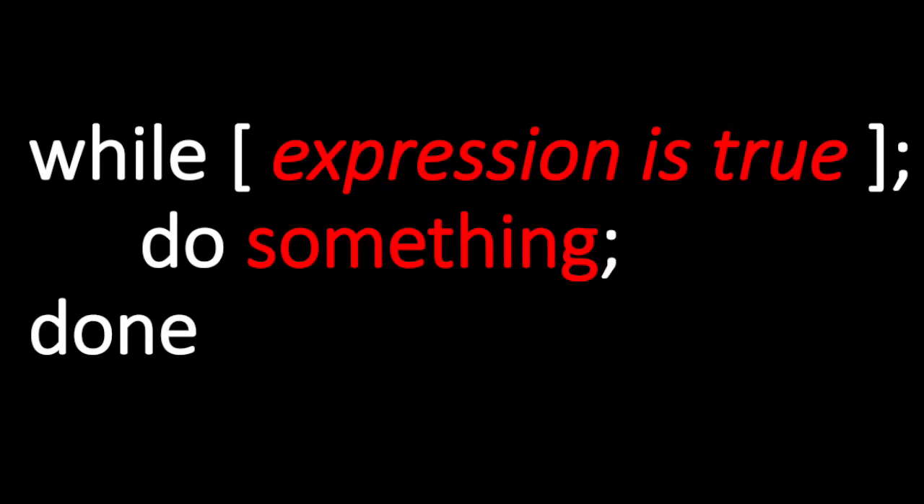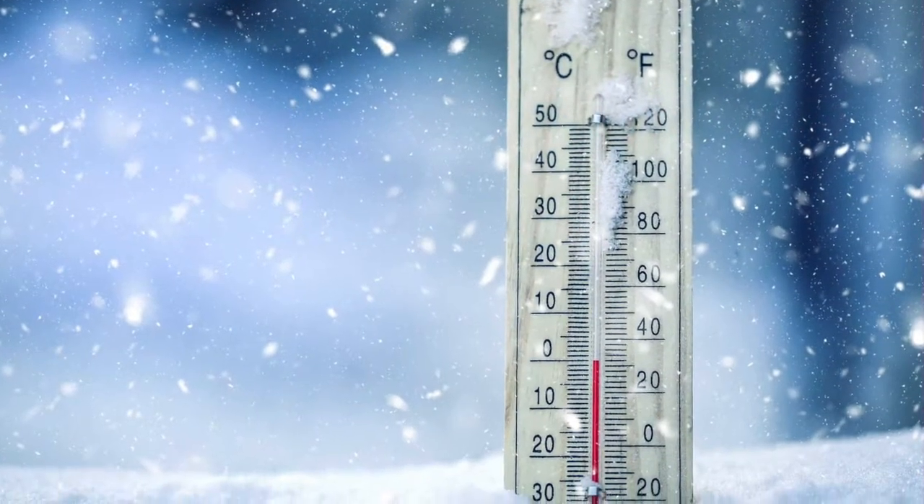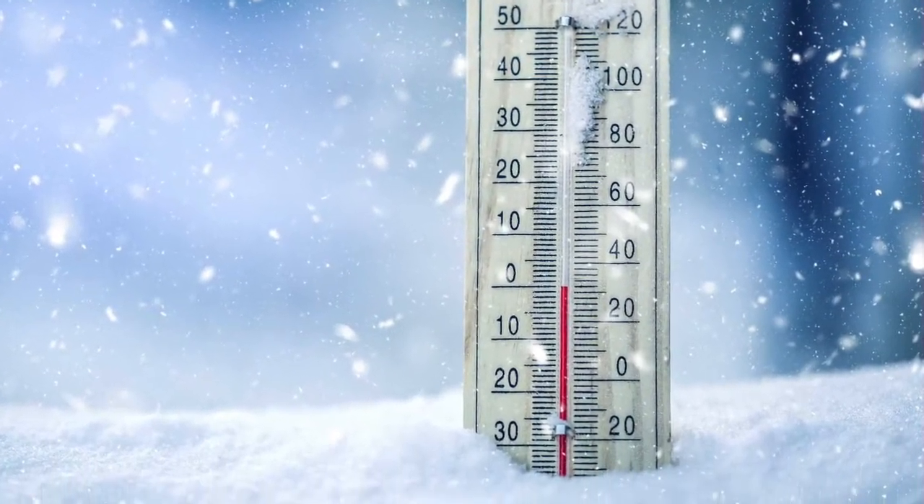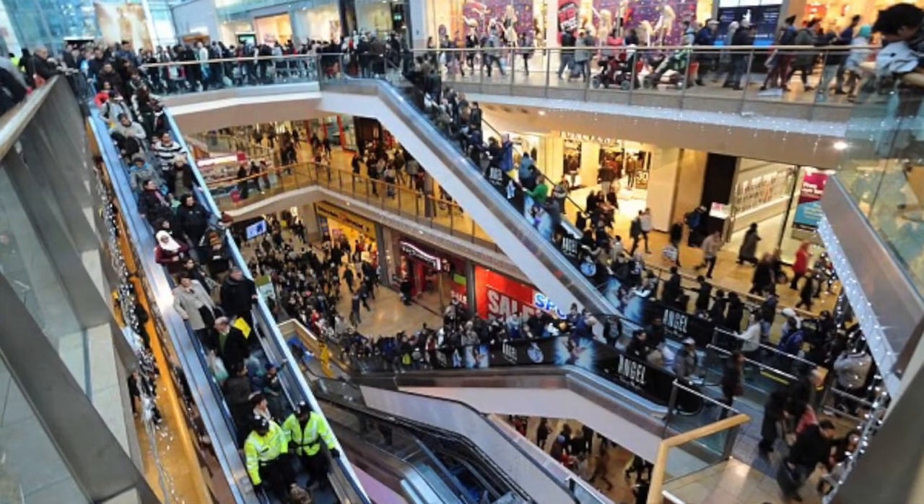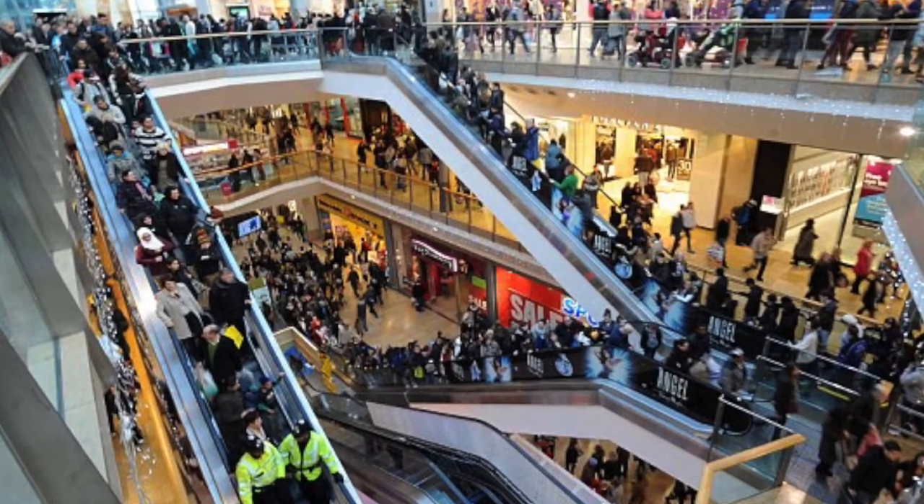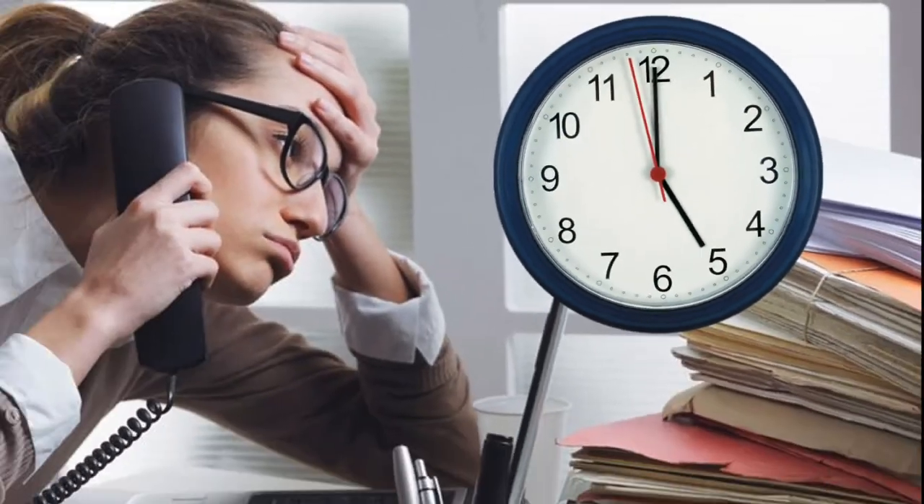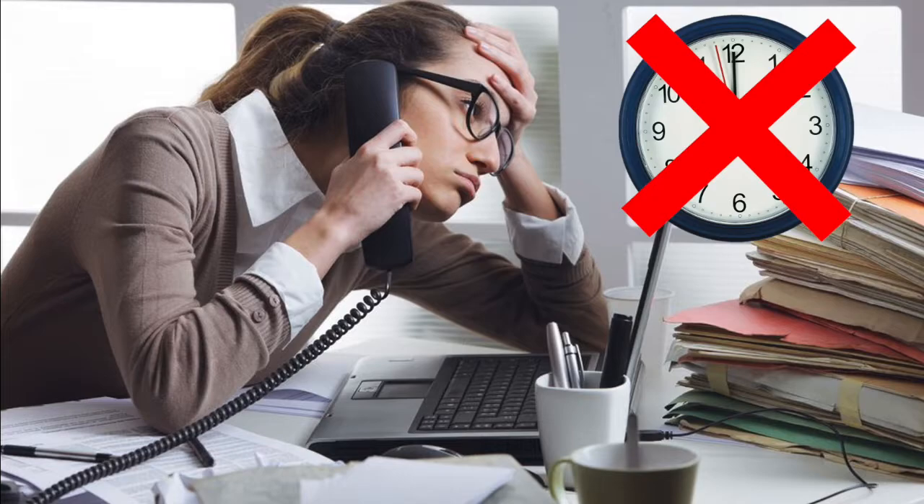A while loop is a way of repeating a block of commands for as long as a particular expression remains true, such as while temperature is less than 20 degrees, keep the heater on. While hungry, eat food. While number of people in the shop is less than 100, keep the doors open. While time is not equal to 5 p.m, keep working.